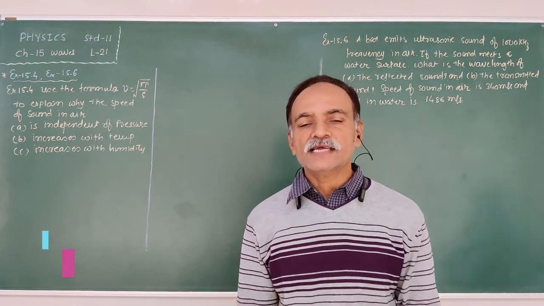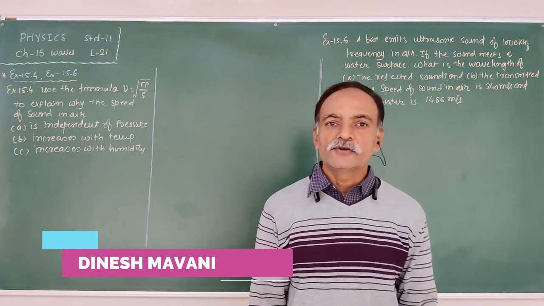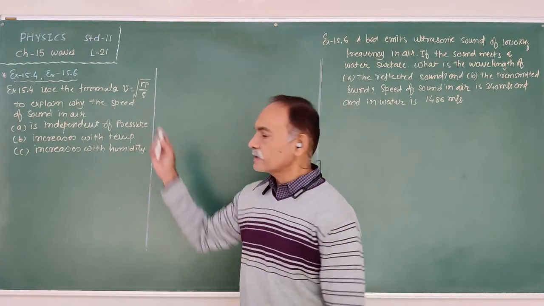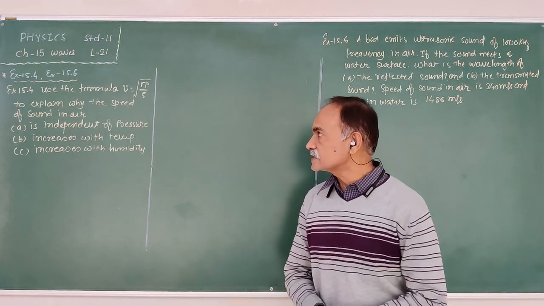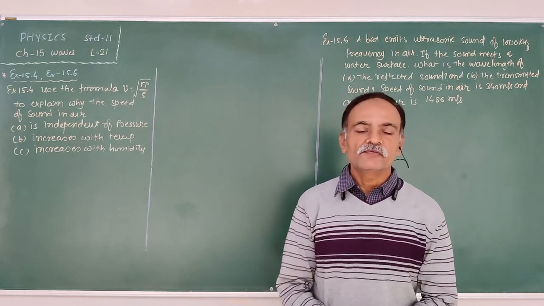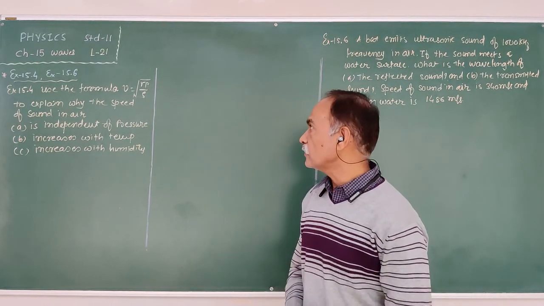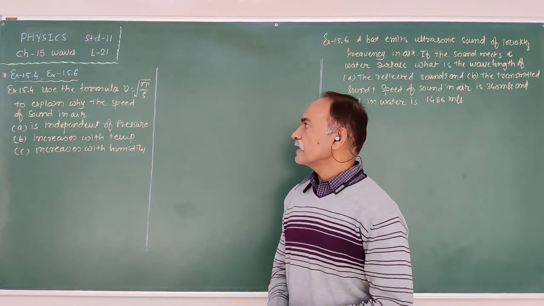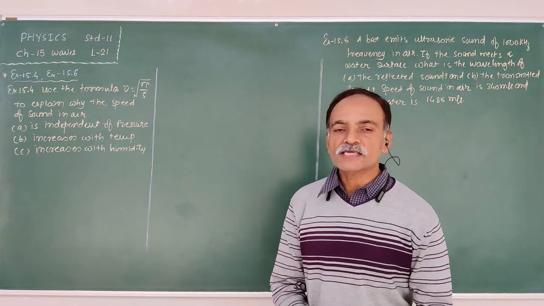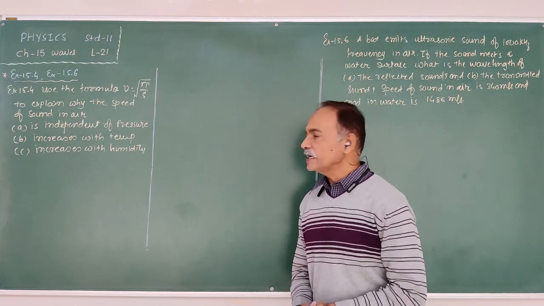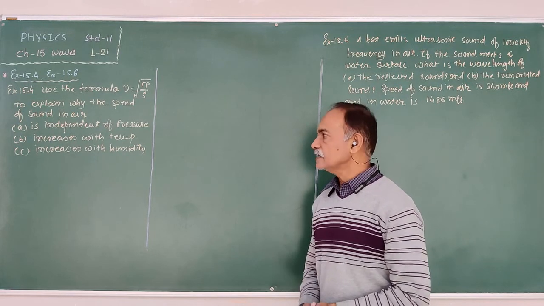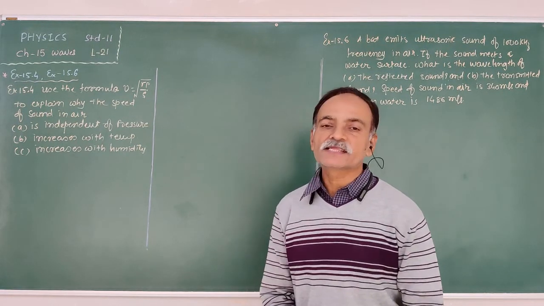Now today we start our lesson from numerical of exercise 15.4. The numerical is given like this: use the formula V is equal to under root of gamma P upon rho to explain why the speed of the sound in air is independent of pressure, increases with temperature and increases with humidity.